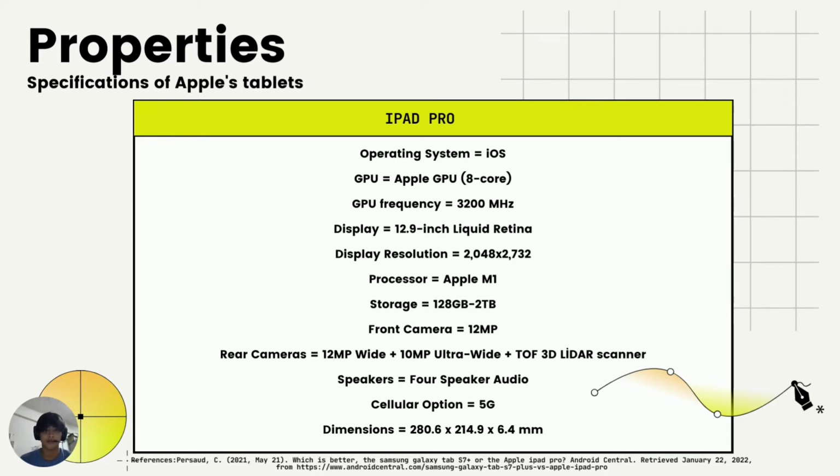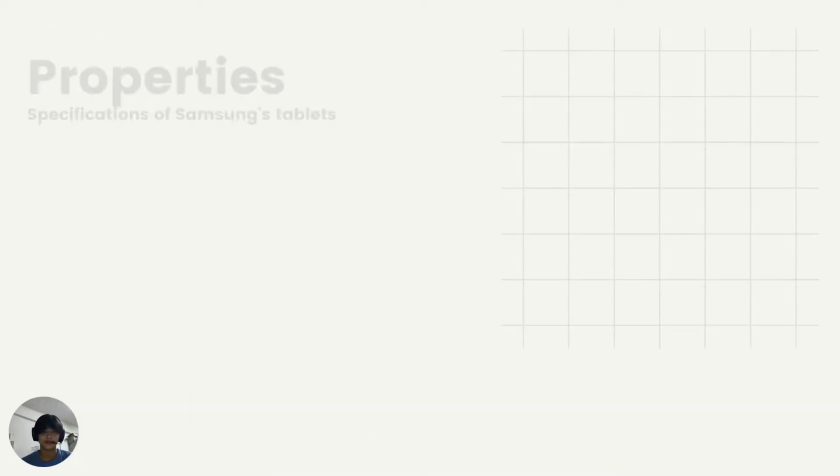The front camera of iPad Pro is 12 megapixel and has 3 rear cameras, which are 12 megapixel wide plus 10 megapixel ultra wide and TOF 3D LiDAR scanner. The iPad Pro has 4-speaker audio as its speakers and 5G as its cellular option. And the dimension of iPad Pro is 280.6 multiplied by 214.9 multiplied by 6.4 millimeter.